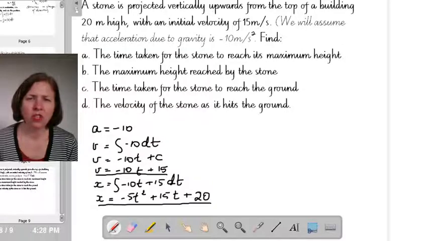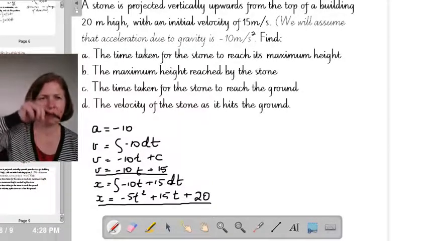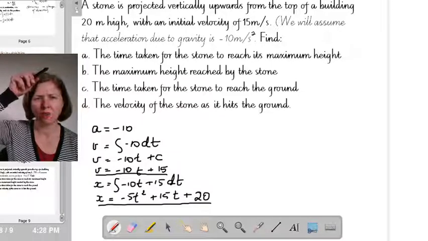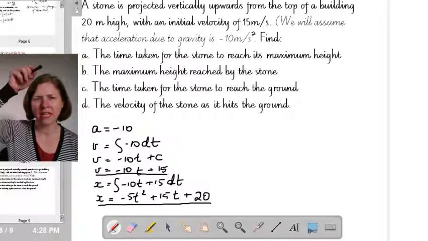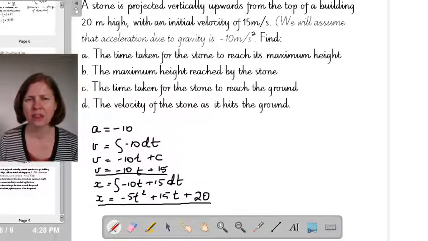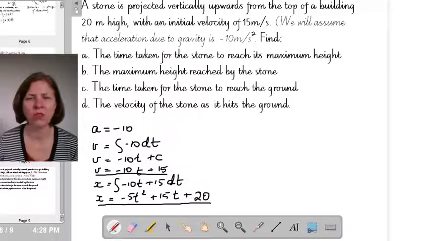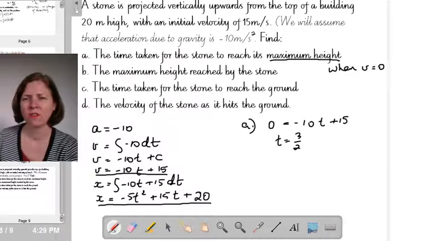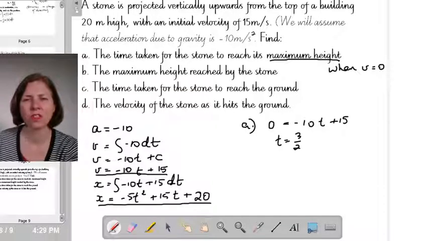When the stone goes up in the air and then stops and starts coming down, that maximum height is when it's gone up and started coming down again. So basically the maximum height is going to be when the velocity equals 0. So when the velocity equals 0, I get 0 equals negative 10t plus 15, and t equals 3 over 2.